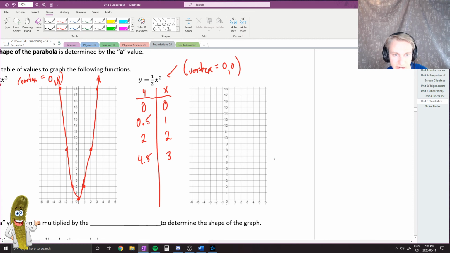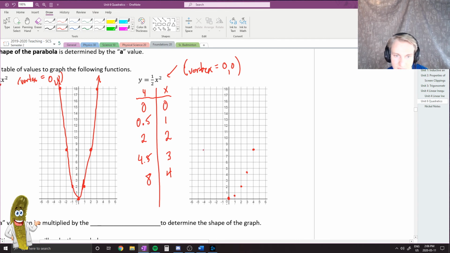And so what we end up getting here is a graph that looks like this. It starts at 0, 0. At 1, y is 0.5. At 2, y is 2. At 3, y is 4.5. I guess let's do one more point here. So 4. 4 squared is 16. Half of that is 8. So at 4, we would have the point 8 here.